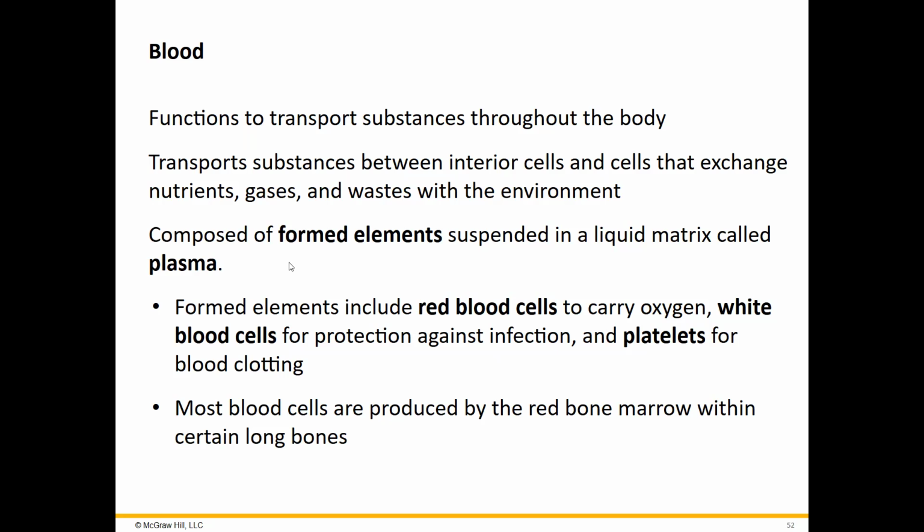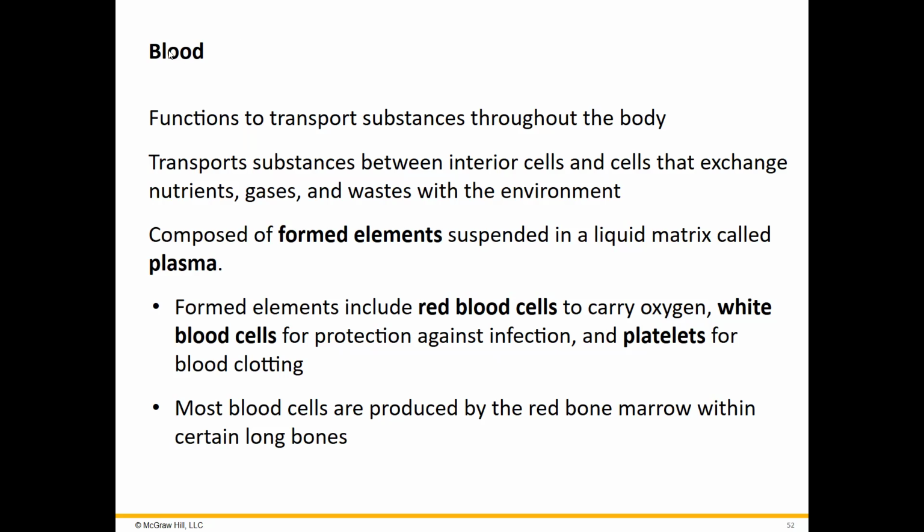The formed elements are going to be our red blood cells, which carry oxygen, our white blood cells, which fight infection, and our platelets, also known as thrombocytes, which are used in blood clotting. Most blood cells are produced in the red marrow, within long bones. The long bones contain red marrow that produces red blood cells and platelets, which make up the vast majority of our blood. There's also white marrow that creates white blood cells, much less prevalent.